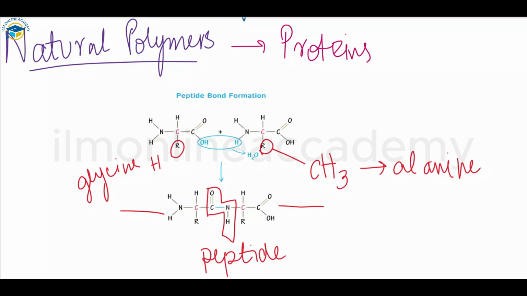You can see here how the water molecule is released: hydrogen from the amine group of the amino acid, and hydroxyl from the carboxylic acid group that is present there. So this is how the natural polymerization occurs in our bodies.